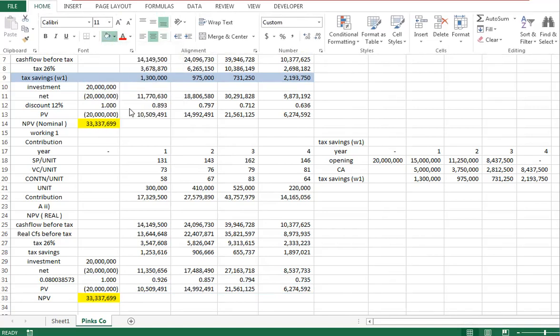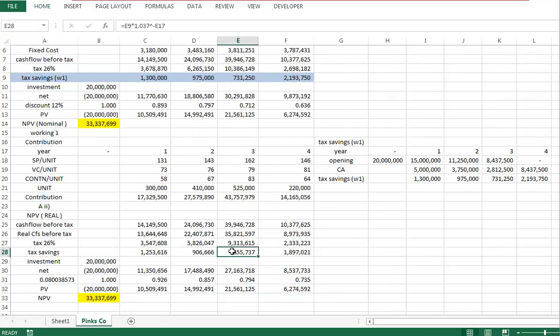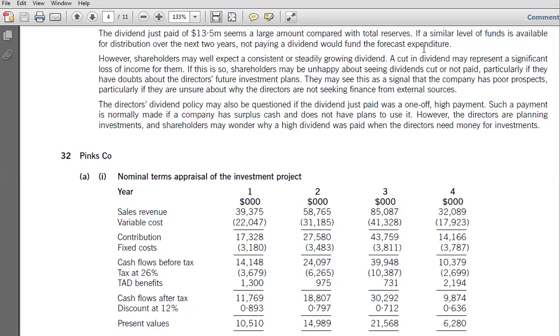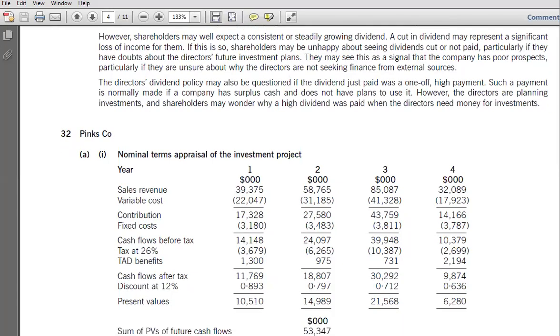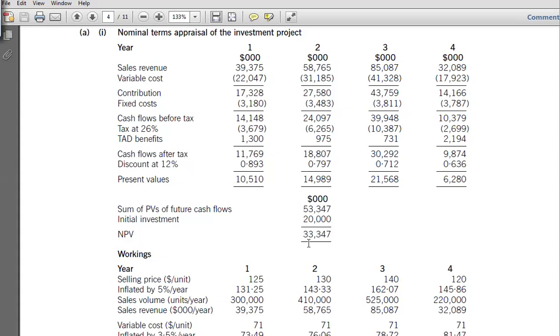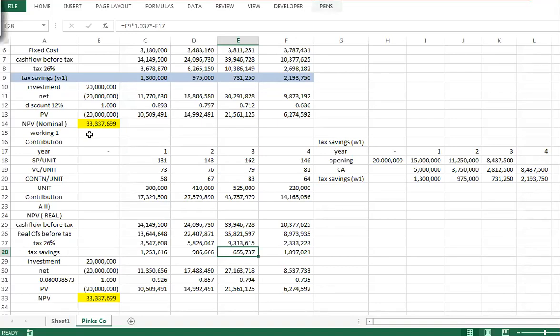Now, once again, guys, there are two things that I have done which were not necessary for your examination. I've just done them for your understanding, right? So I'll show you the answer of the examiner also. Just give me a minute. Okay, this is the examiner's answer. So the examiner has calculated this, and this is the final answer, 33347, right? Our answer is 333,37699. Because of the rounding difference, of course, there is some difference, right?